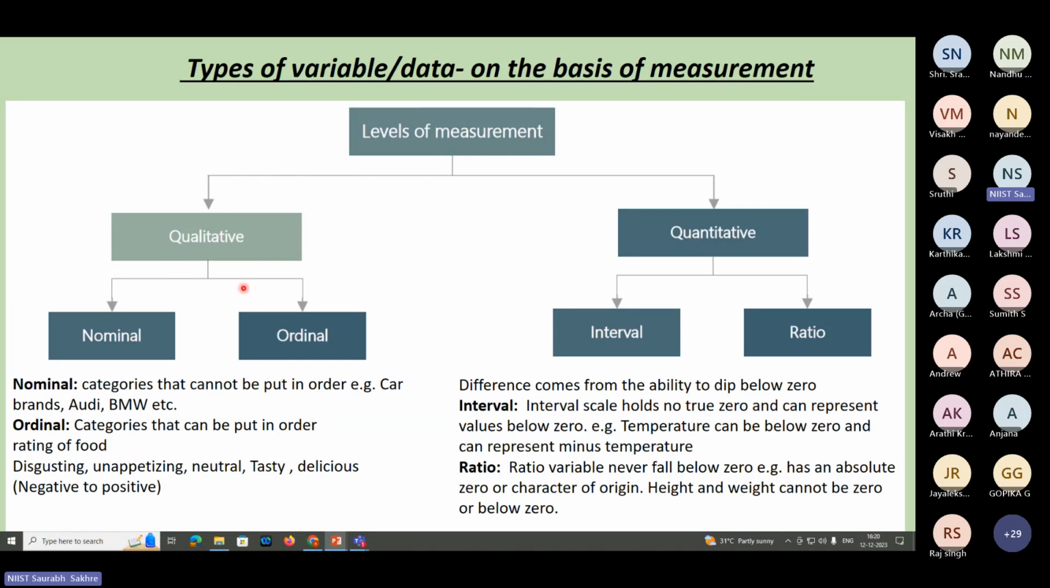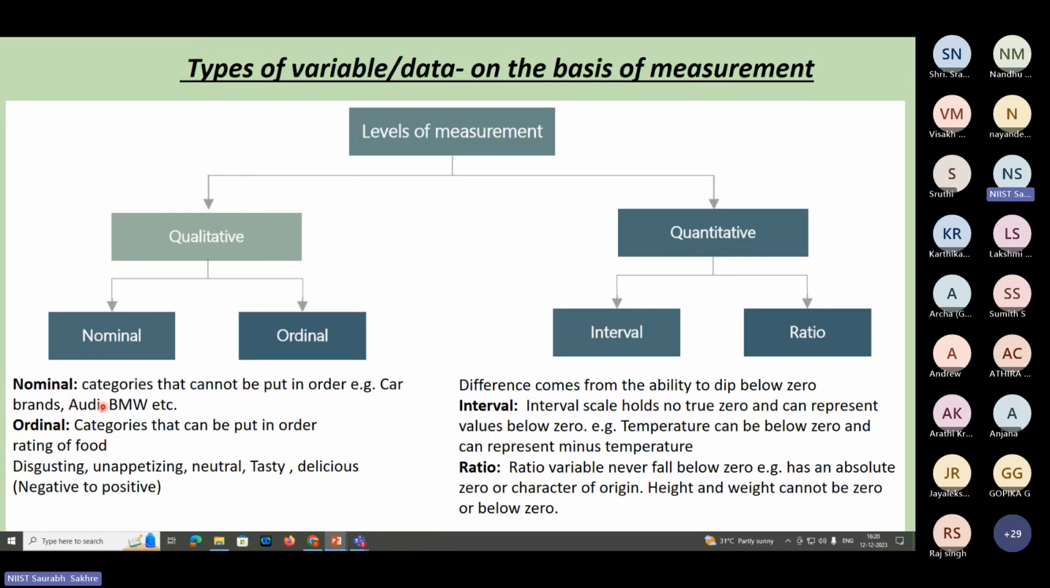In qualitative, there are two types: nominal and ordinal. In quantitative, two types: interval and ratio. Now we will see one by one what these data types mean. In qualitative, we will see first. So what does nominal data mean?